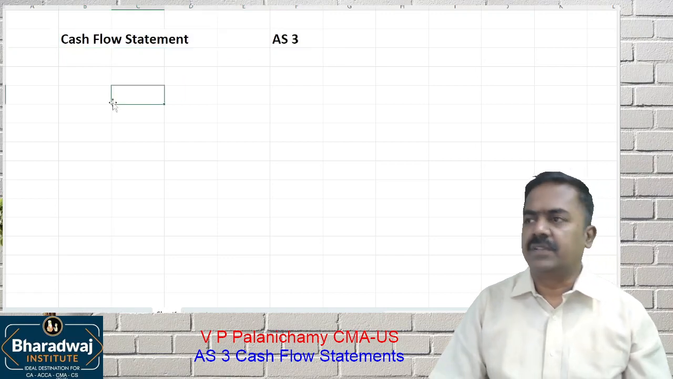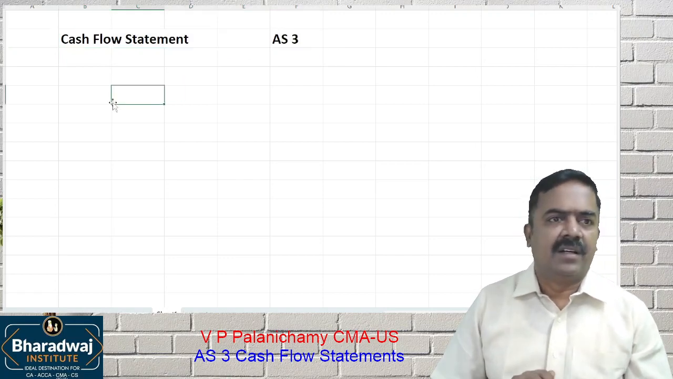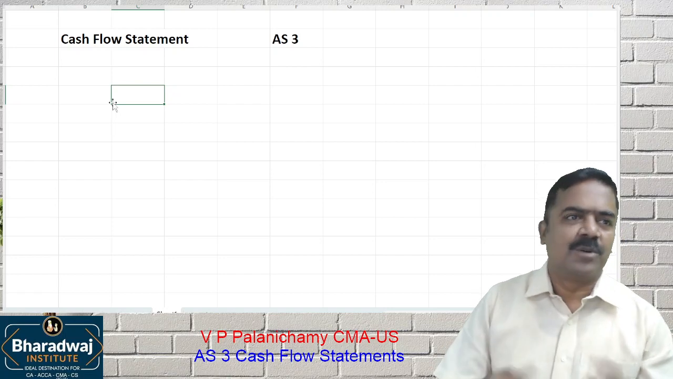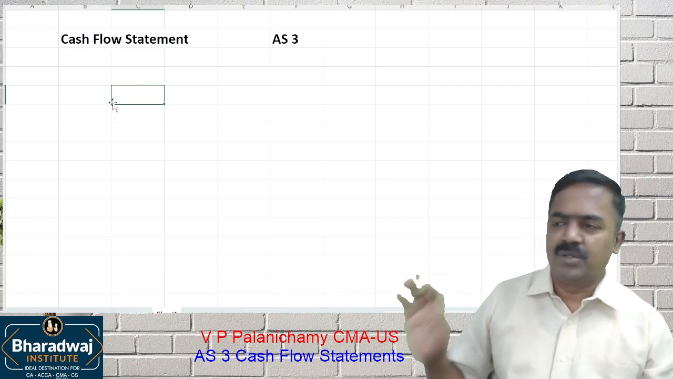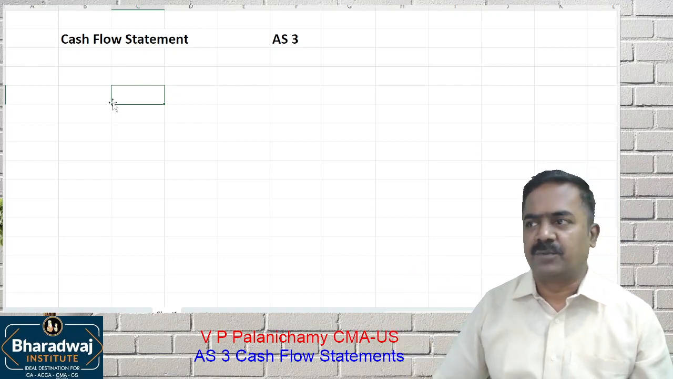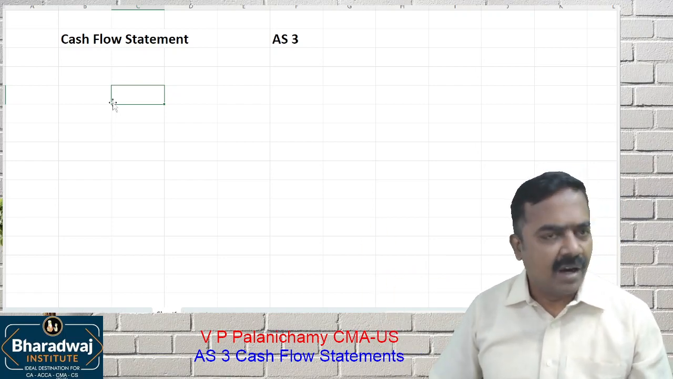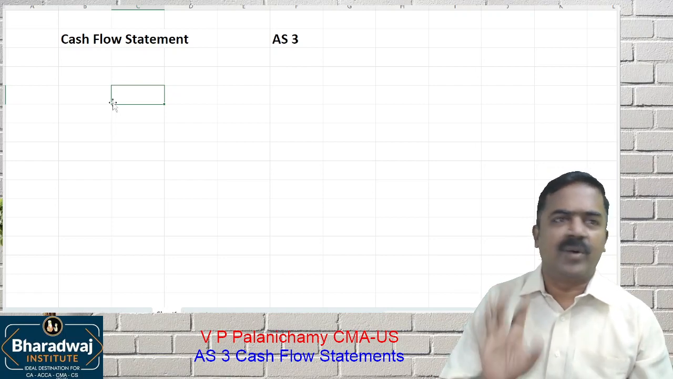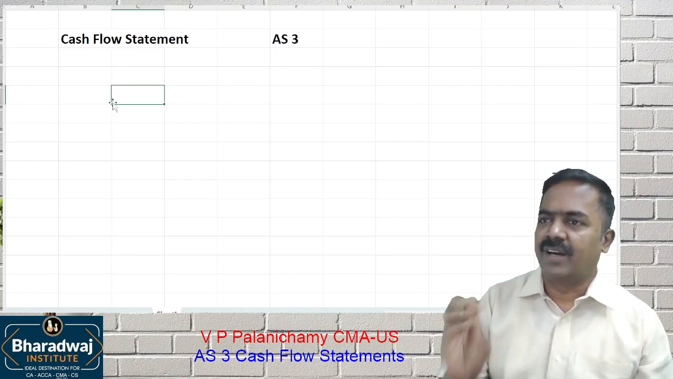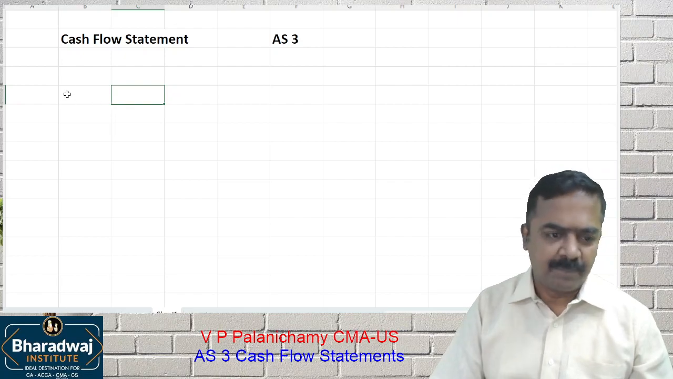Before we start with cash flow statement, every topic has a background story. If you understand it, then the cash flow statement becomes easy. We should understand, before we prepare a cash flow statement, the format of preparing and how to report, why a cash flow statement is required, and where we are going to use it.